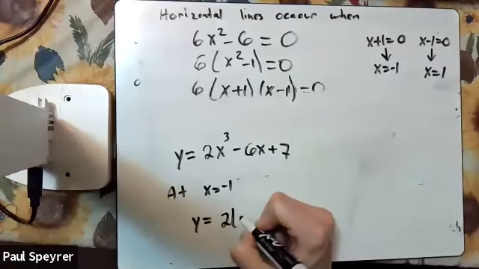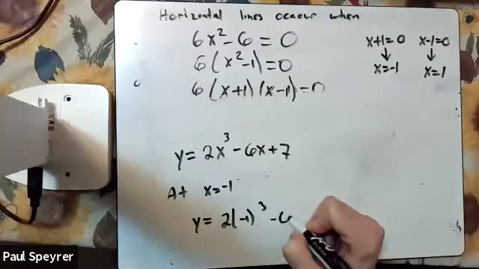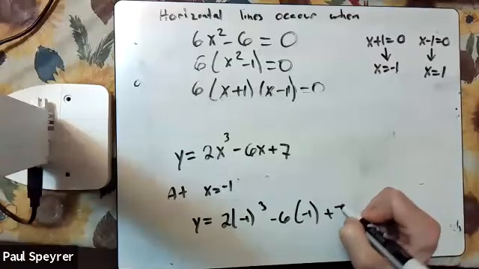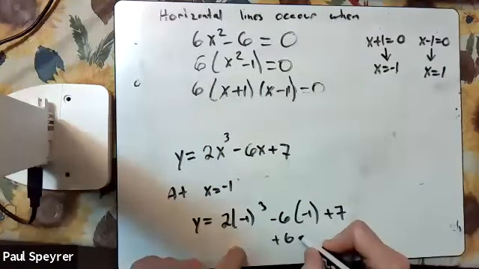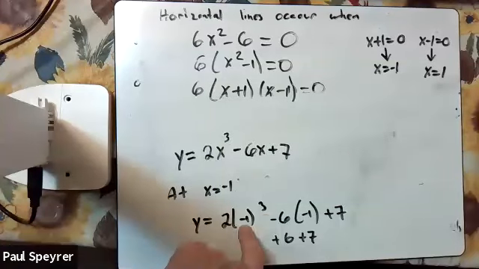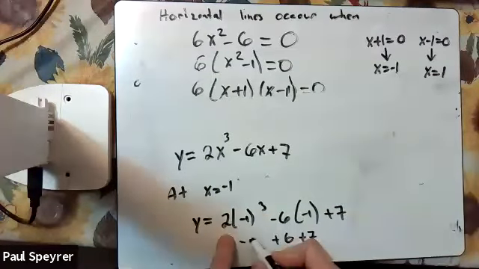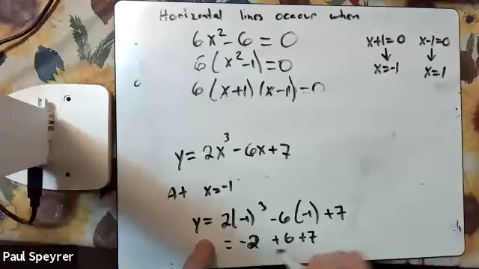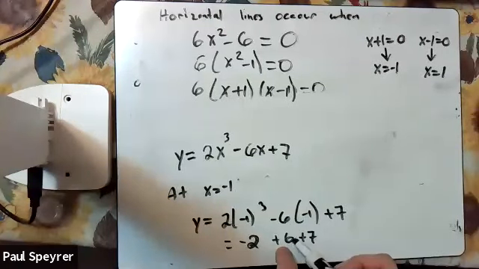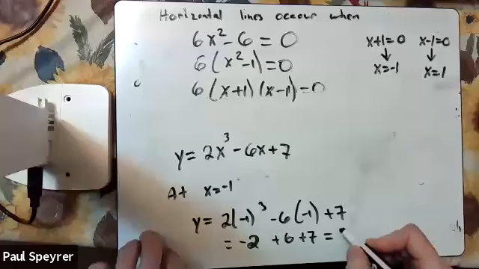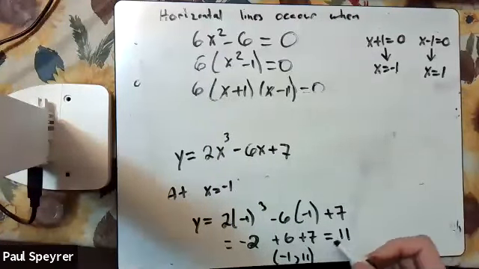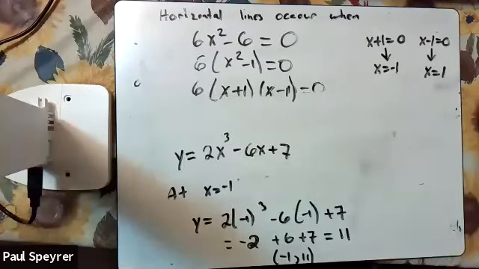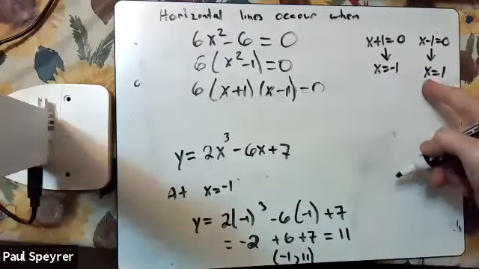we have 2 times negative 1 cubed minus 6 times negative 1 plus 7, right? And watch the signs. This is plus 6 plus 7. This is negative 1 cubed. Negative 1 times 2 is negative 2. So negative 2 plus 6 is 4 plus 7 is 11. So we have it at negative 1 comma 11 is where we have a horizontal line happening at. We also need to do it for x equals positive 1.